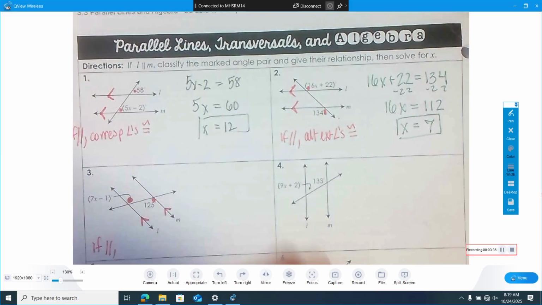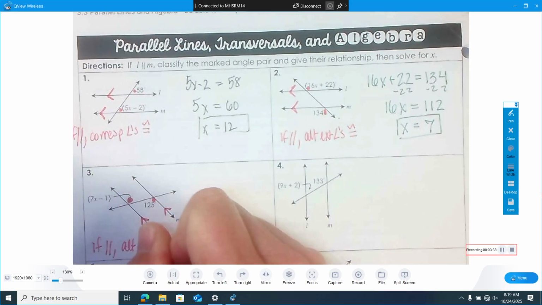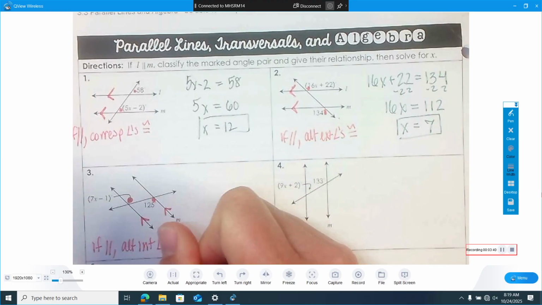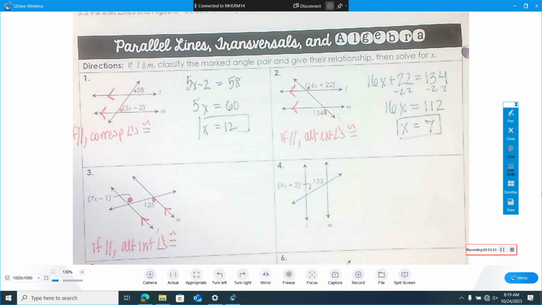Very good. If parallel, alternate interior angles are congruent. Very good. What are the only ones that are supplementary? Same side. Same side supplementary. So that's how we remember that. It has an excellent alliteration.